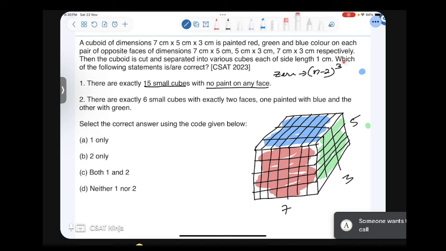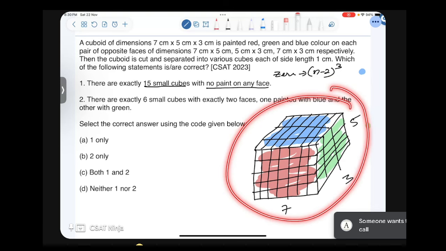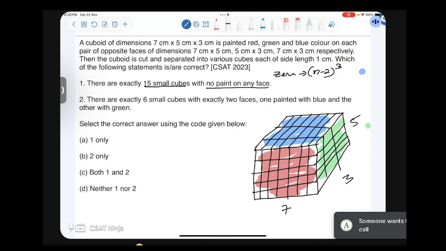But remember, the general formula that we have discussed was based on what? It was based on cube only. That means it's a perfect cube. But in this case, it's a cuboid. That means I cannot use this formula. So what do I do? I'll just derive a formula here.